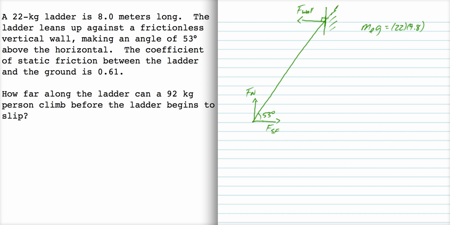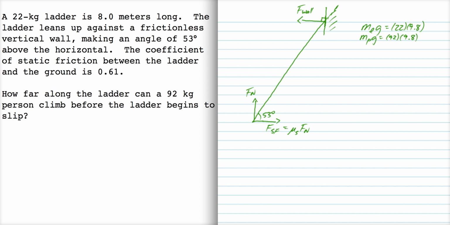We also have a 92 kilogram person climbing the ladder at some distance above. We don't know how far up the ladder. And the ladder is just about to slip, which means that we can say that the force of static friction is mu sub s times the normal force, because it's just about to slip. It's at one of those threshold values.